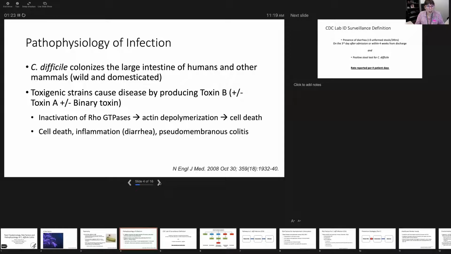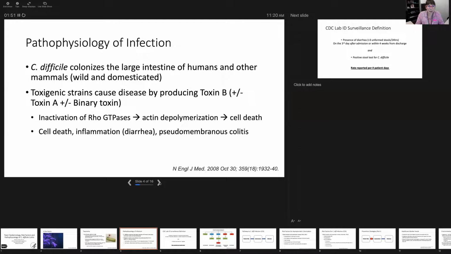Infection, you may very well be aware that C. diff colonizes the large intestine of humans, but it also colonizes other mammals, both wild and domestic, which means that pets could harbor C. diff, and the beef industry, which uses quite a bit of antibiotics, could also be a source that may not be something that is commonly thought of. People and animals can be colonized by toxigenic and non-toxigenic strains.